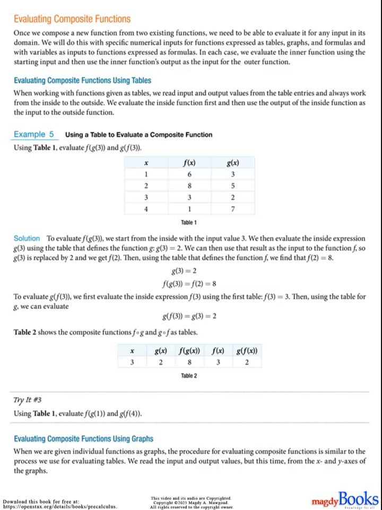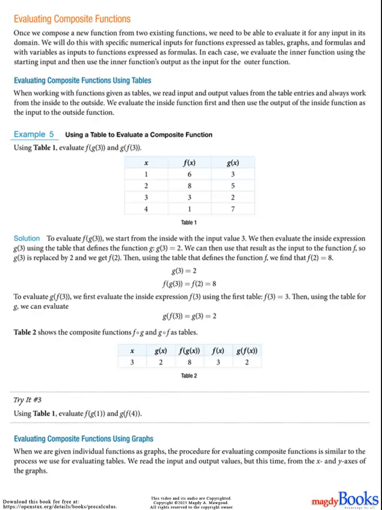Solution. To evaluate f of g of 3, we start from the inside with the input value 3. We then evaluate the inside expression g of 3 using the table that defines the function g, such that g of 3 equals 2. We can then use that result as the input to the function f, so g of 3 is replaced by 2, and we get f of 2. Then, using the table that defines the function f, we find that f of 2 equals 8. g of 3 equals 2. f of g of 3 equals f of 2 equals 8.